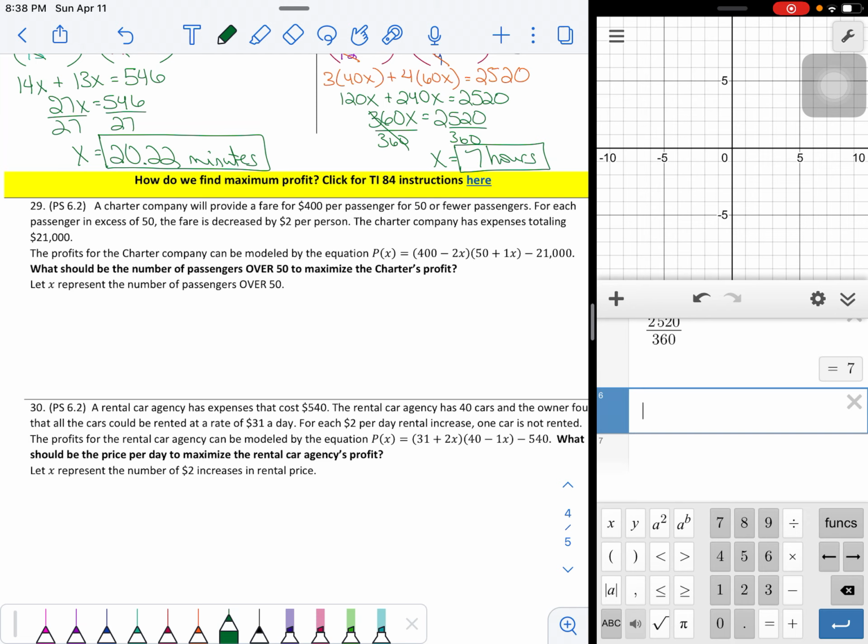Let's talk about some maximum profit problems. All right, 29. Charter company, $400 per passenger, 50 or fewer. For each passenger in excess of 50, the fare is decreased by $2 per person. Charter's expenses totaling $21,000. Okay, so we've got a profit equation. All right, what should be the number of passengers over 50 to maximize the charter's profit? And X is the number of passengers over 50.